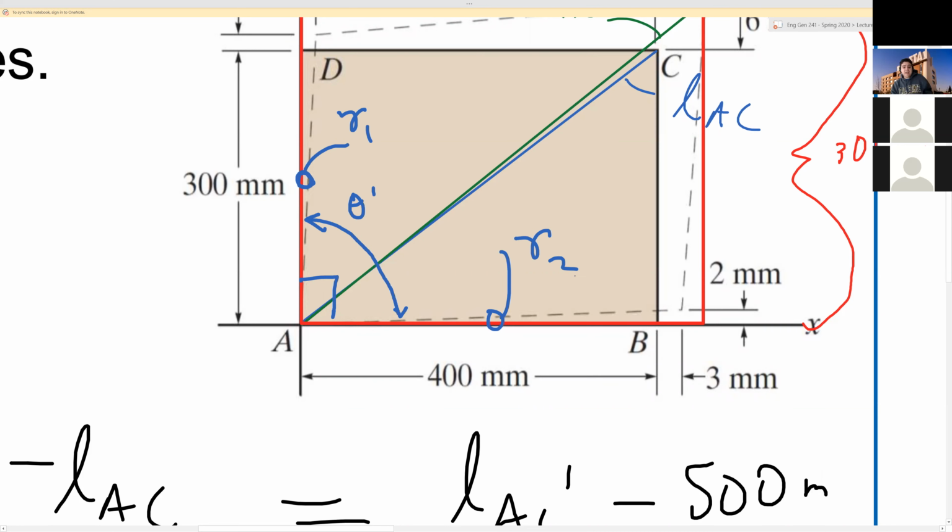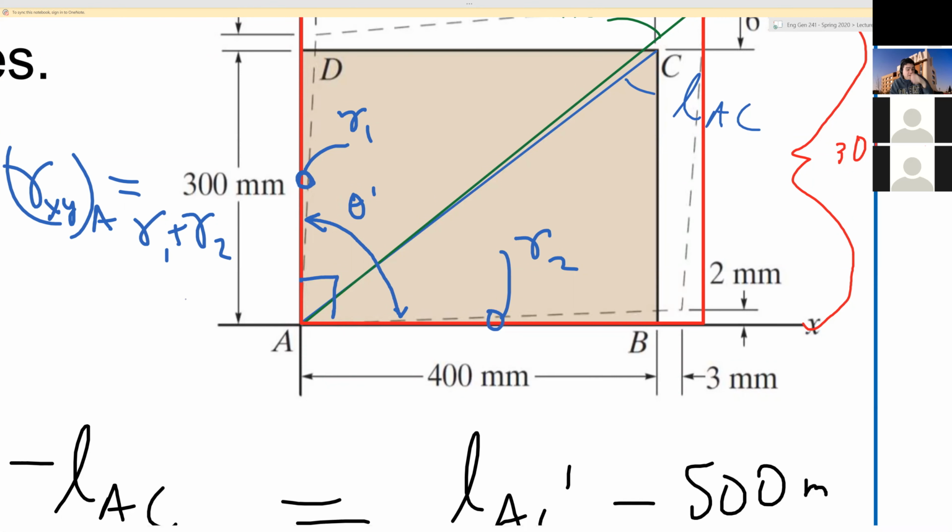How do you find that angle based on this geometry? Because the total strain at A is going to be equal to those two. So your goal is to figure out what that angle is or what that ratio is from the geometry, okay? So try that out. Monday, we'll finish this one up, and then we'll start chapter 3.